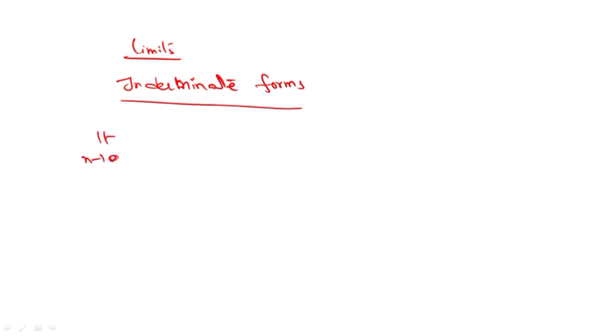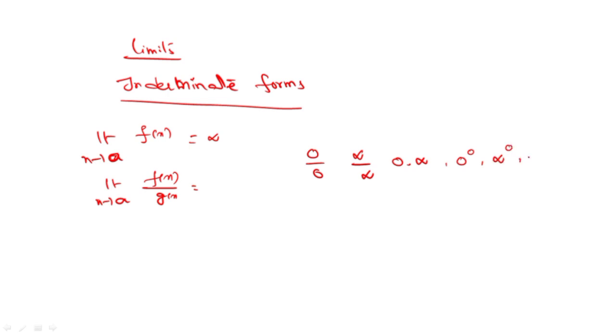Whenever the limit as x tends to infinity or x tends to a, of f of x, is evaluated by substituting a or infinity, or when the function is rational, like f of x by g of x, the value obtained by substituting x equals a may be in 0 by 0 form, infinity by infinity form, 0 into infinity form, 0 power 0 form, infinity power 0 form, infinity minus infinity form, or 1 power infinity form. These are all called indeterminate forms.